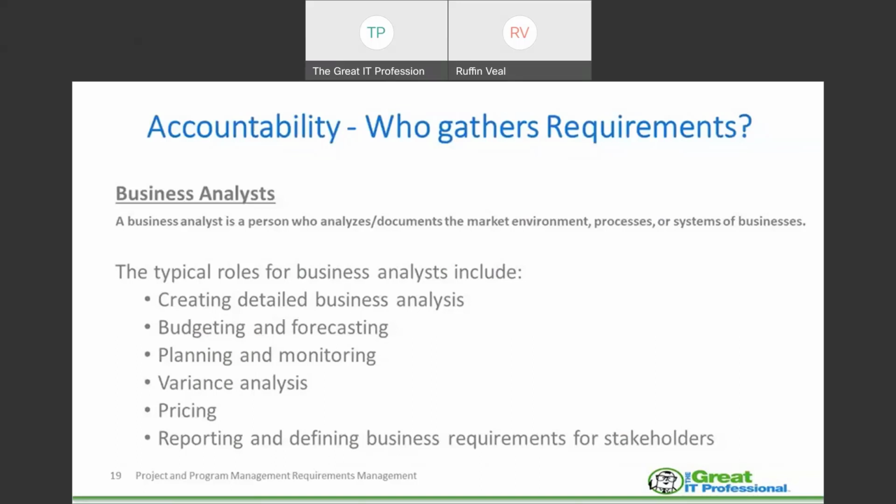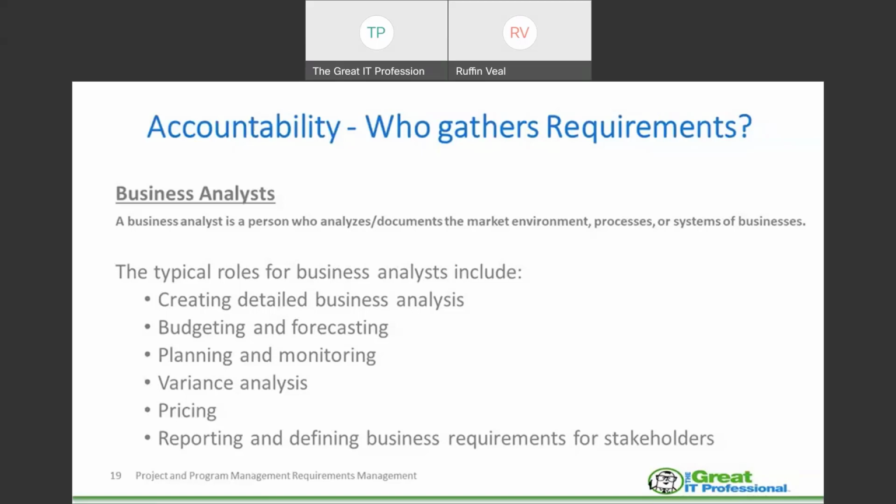I've got here some bullet points on the types of roles that the business analyst does and what's involved. This particular presentation is not directed at business analysts, but I want you to understand that working with your business analyst is essential as you go through your project in the area of requirements management. This is a team type of thing.